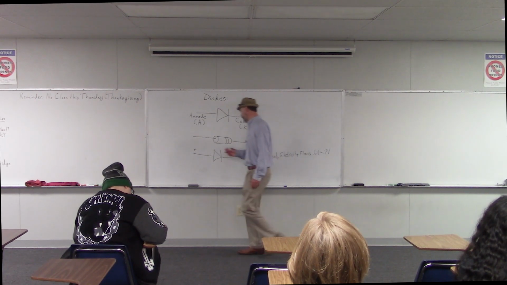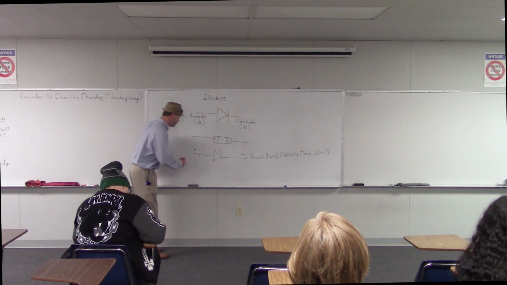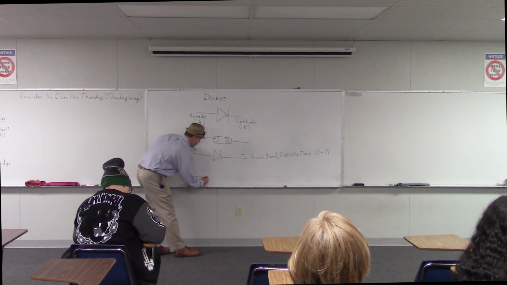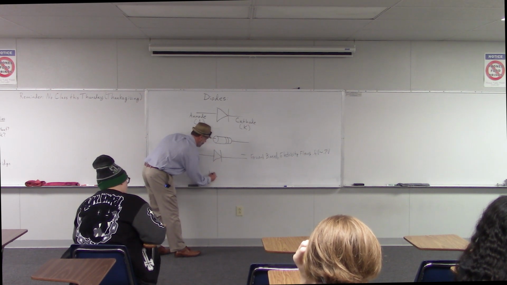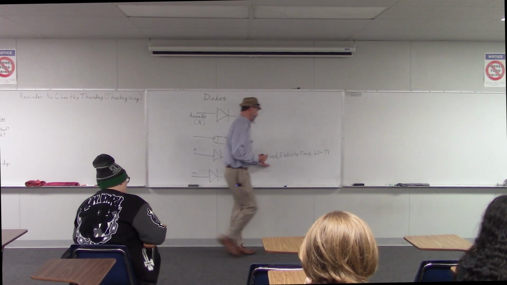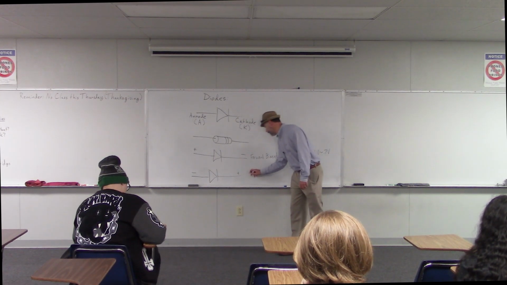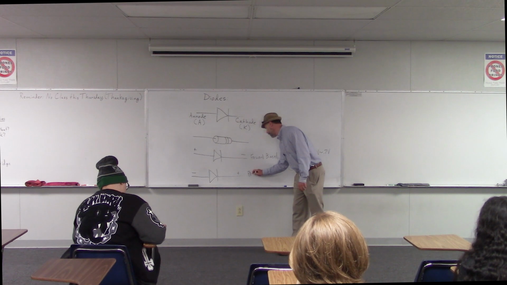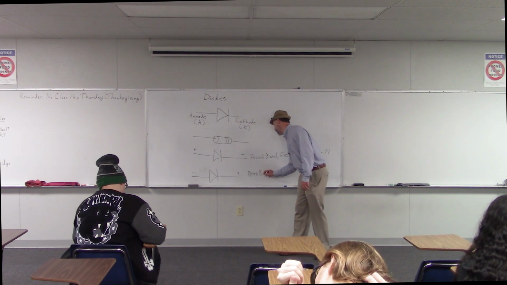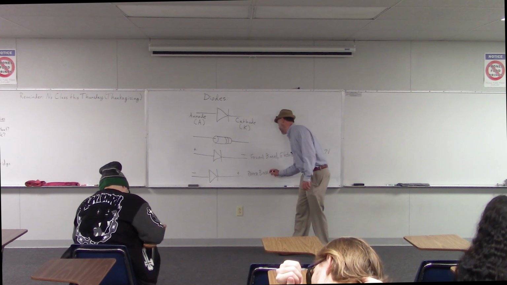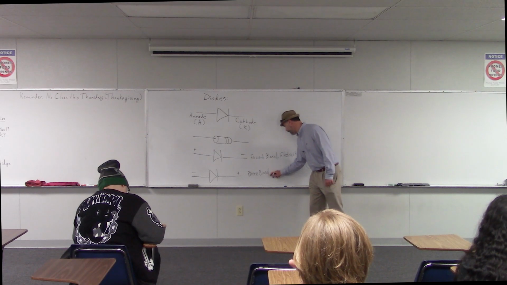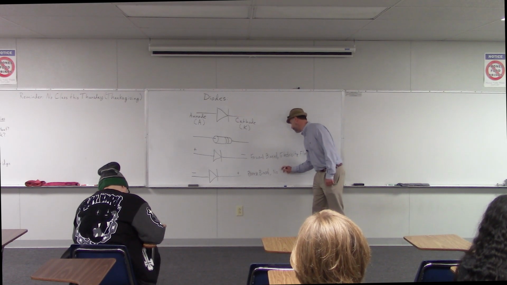OK, so that's forward biased. Now, if we apply the voltage in the opposite direction, so there's a negative voltage on the anode and a positive on the cathode, then this diode becomes reverse biased. And does the electricity flow? No. So there's no current.